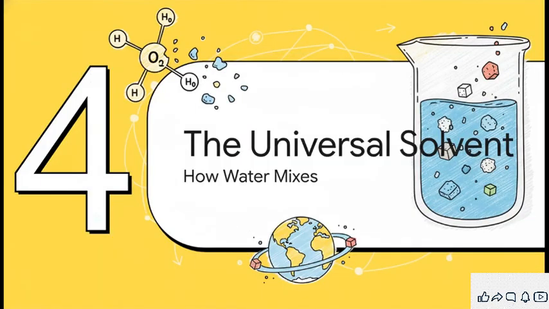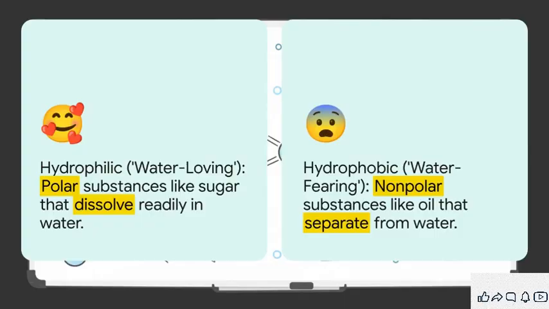Let's see how that stickiness leads to one of its most famous superpowers, its ability to dissolve just about anything. There's a reason they call it the universal solvent. Because water is polar, it loves to interact with other polar things, substances like salt and sugar. We call these things hydrophilic, which literally means water-loving. The tiny water magnets just swarm these molecules, pulling them apart and dissolving them.